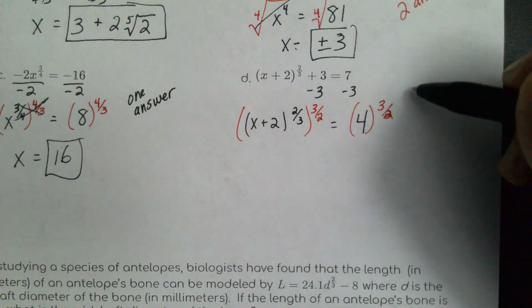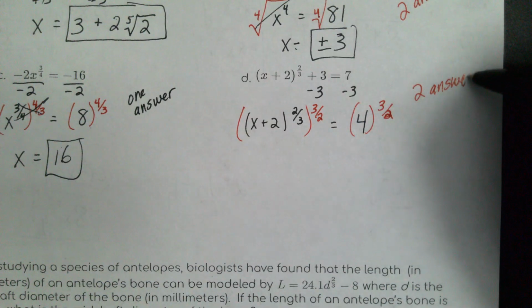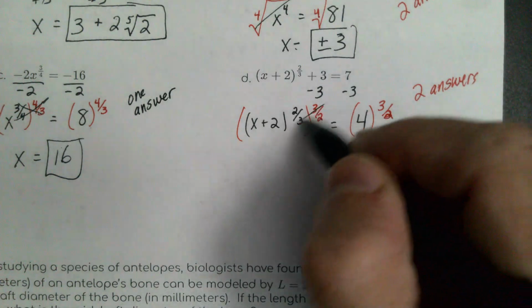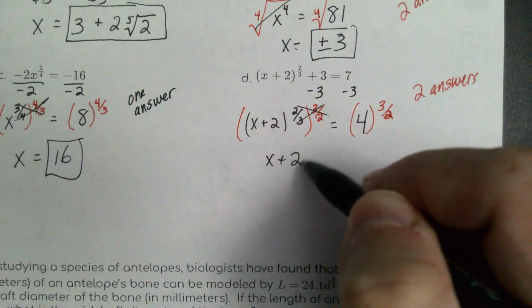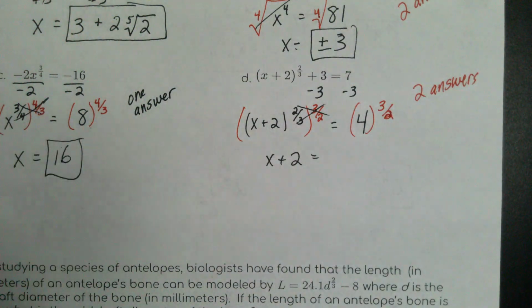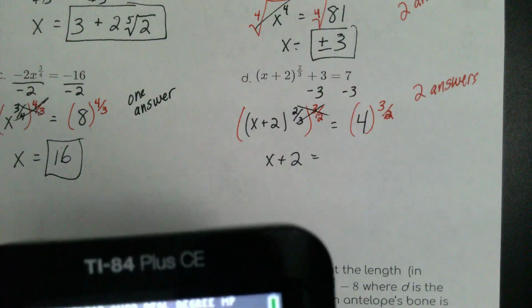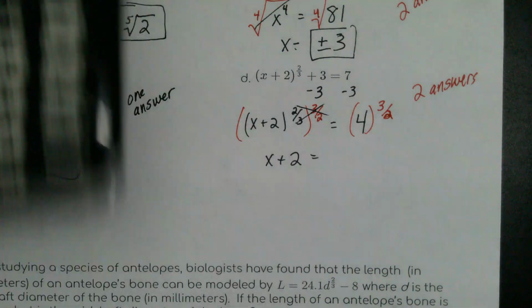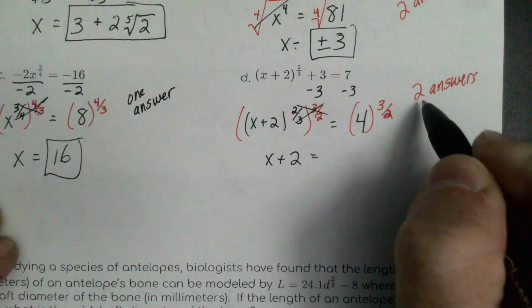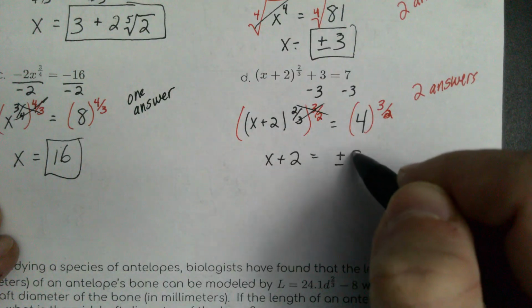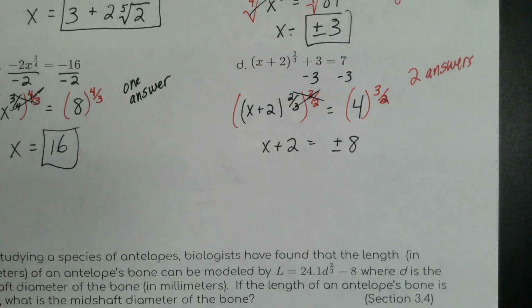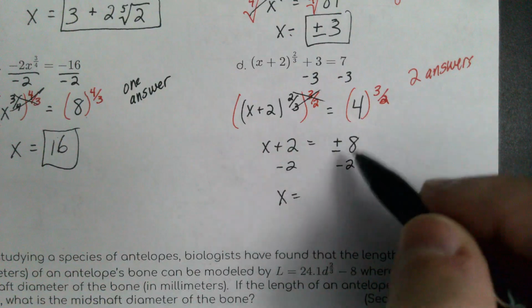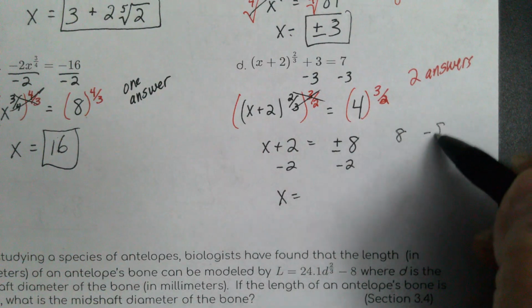Even index. 2 answers. Even denominator means it's an even index. So it cancels out. X plus 2 and 4 to the 3 over 2 is 8. However, we have 2 answers, so it's plus or minus 8. And these are the fun ones. Subtract 2. X equals positive 8 and negative 8 minus 2.